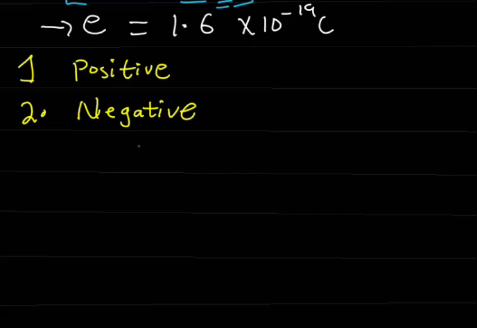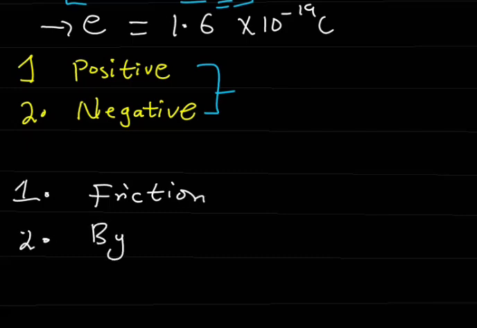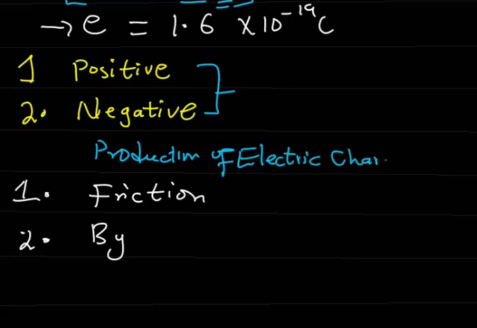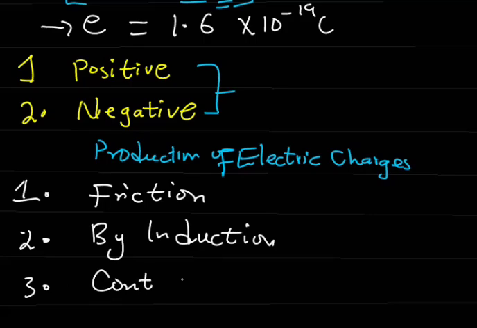Now let's look at how these charges are produced. Electric charges can be produced either through friction, or by induction, or number three, by contact. Let's explain them one after the other.